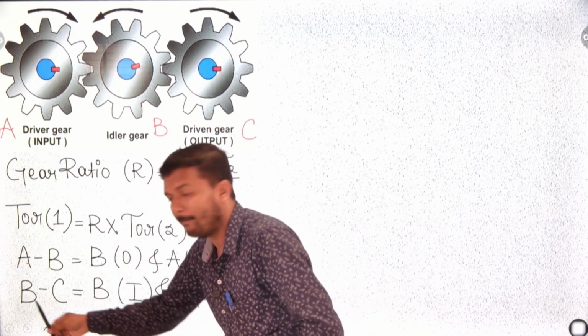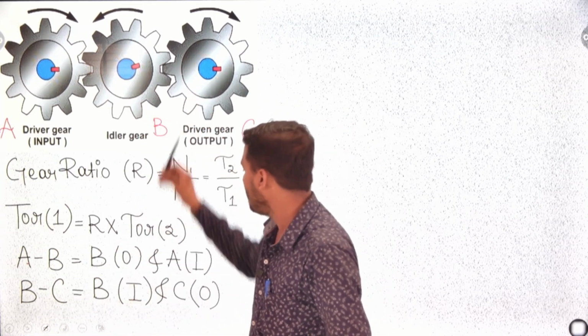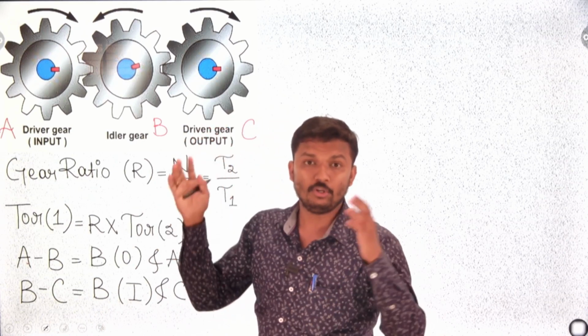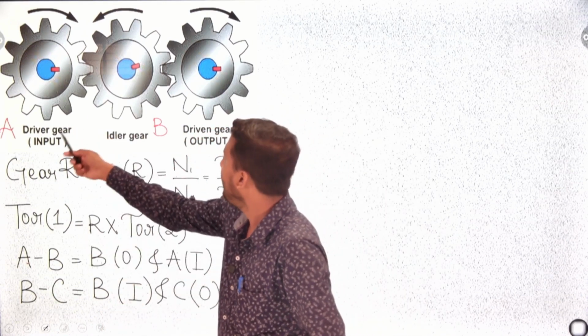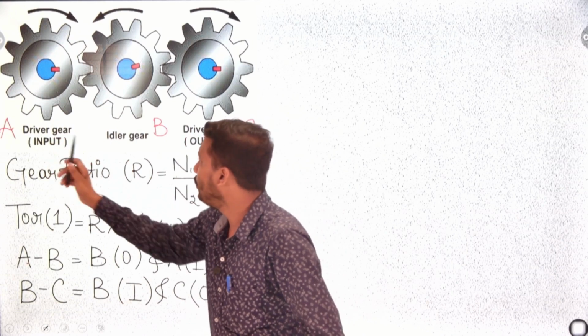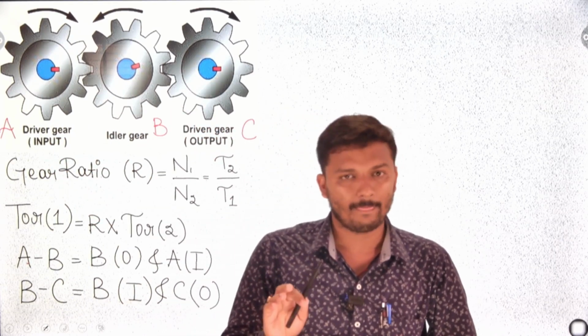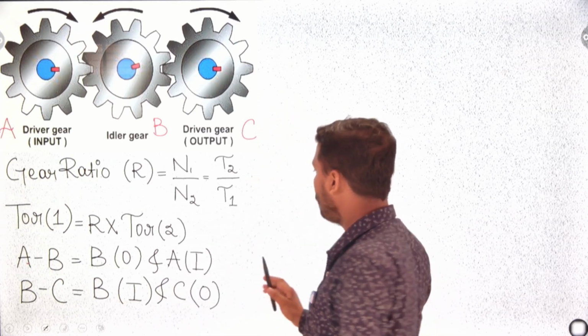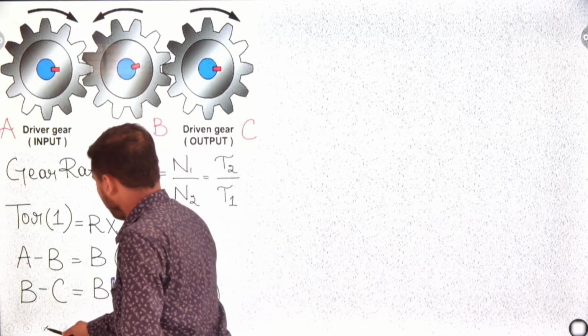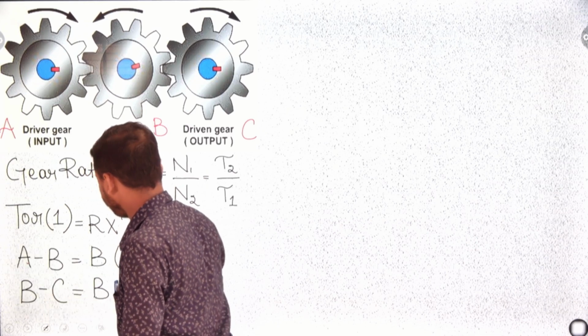In the BC combination, B is input and C is output. So in the total combination from A to C, A is input and C is output. This is a general concept before going on to solve the problem. Okay, now we are going to solve one simple problem.